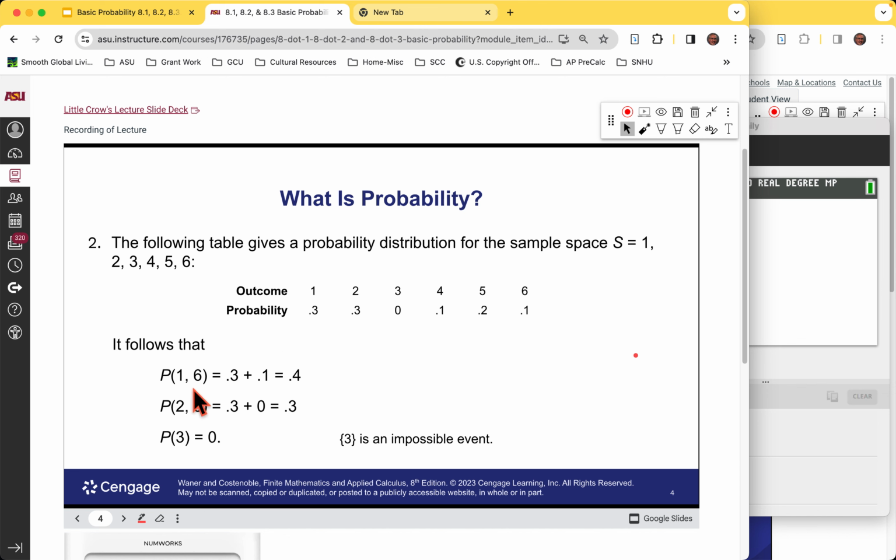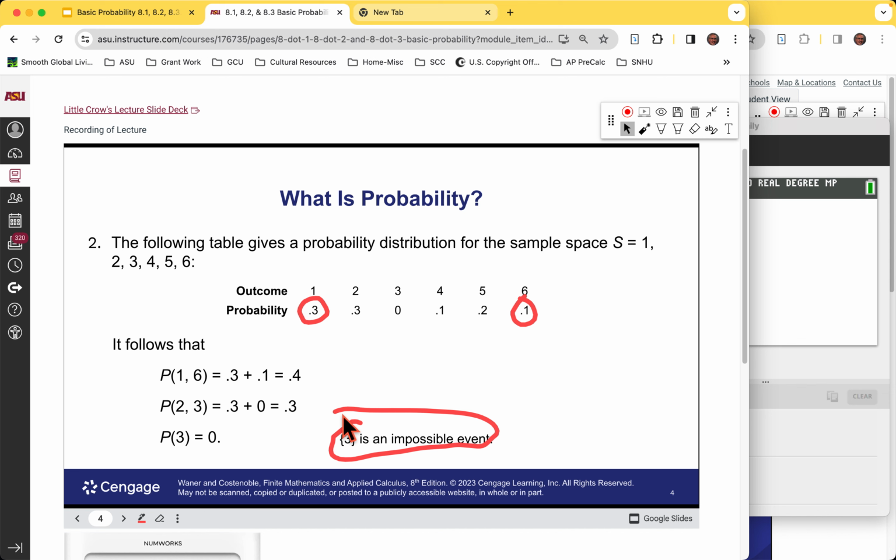If you want the probability of getting a 1 or a 6, that would be 0.3 plus 0.1, from here and here. You would just add them together, and we'll get a 40% chance. Most of this is, if we have 2 things going, we just add them. A 2 or a 3: 2 is 30%, 3 is 0, so 30% plus 0% is still 30%. So some examples here, and event 3 is impossible because it has a 0% chance.